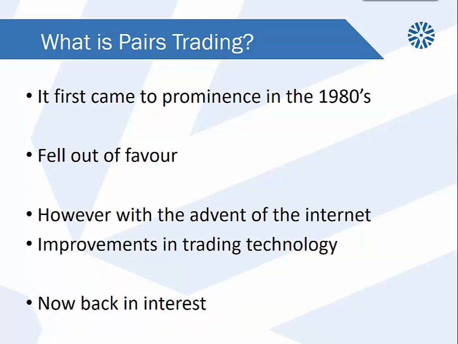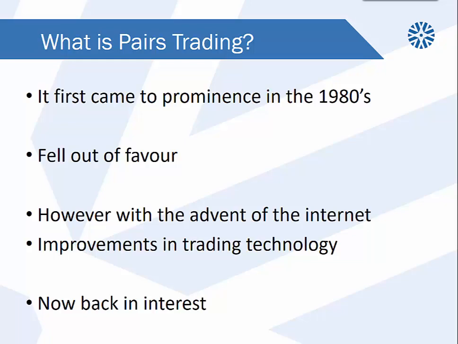So where did pairs trading come into prominence? Well, from my understanding, it started out in the 1980s. I understand it was at Morgan Stanley on Wall Street where this began, and this began, in some respects, the rise of the quants on trading floors, firstly in banks and then in funds. It fell out of favour after a few years of doing exceptionally well. But over the last few years, with the advent of the internet, and perhaps more importantly improvements in trading technology, the ability for quants and traders to understand and measure the difference in correlated instruments has improved exponentially.